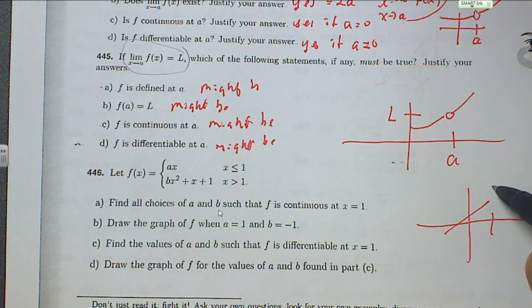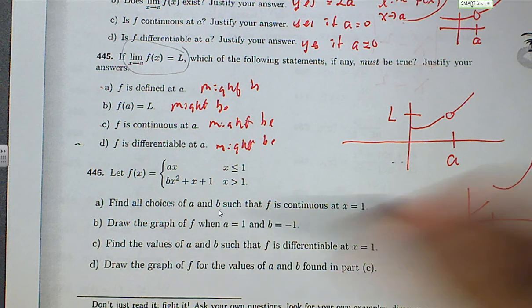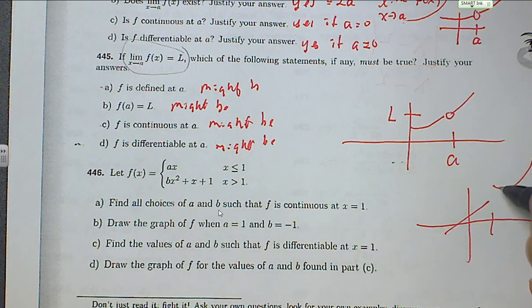Should it go through 0, 1? We don't know. Yeah, you're right, it didn't go through the origin, I'm sorry. And the question is, what values of A and B would make it continuous? What values of A and B would make these guys line up and touch each other?